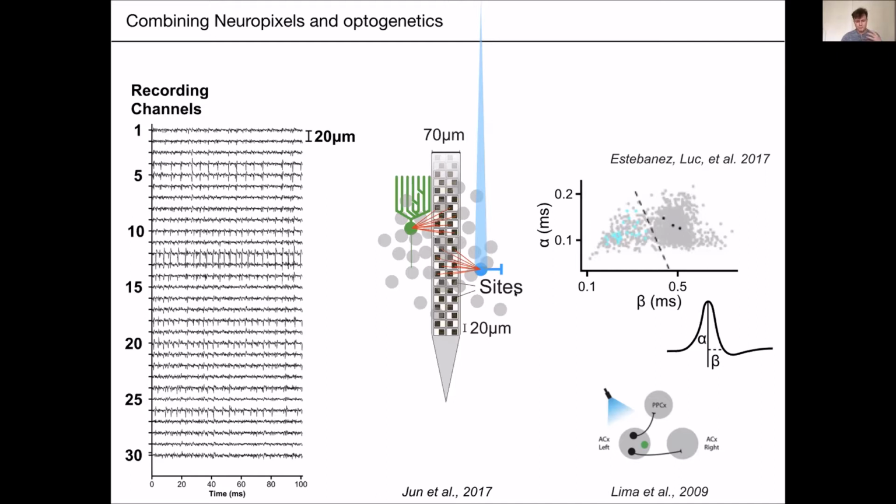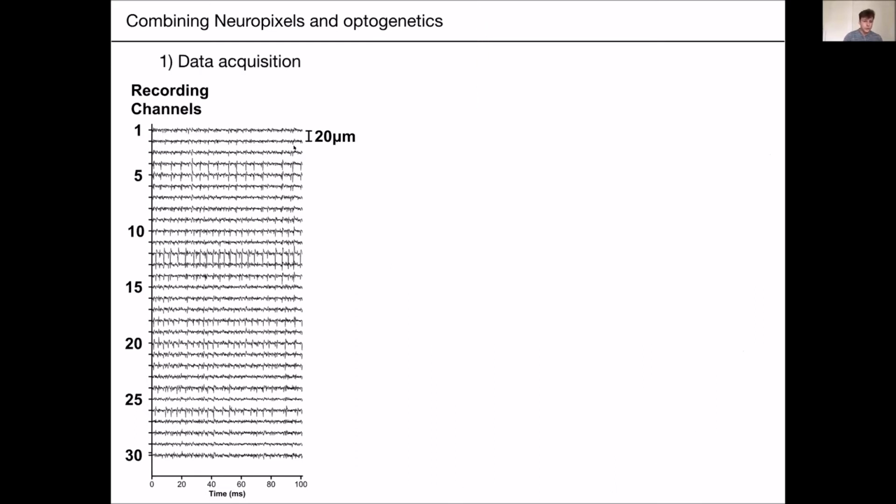So now I'm going to stop talking about science, and for the next 30 minutes, I'm going to focus on the technicalities of how to deal with Neuropixels recordings with light artifacts. So we're going to first talk about the data acquisition.